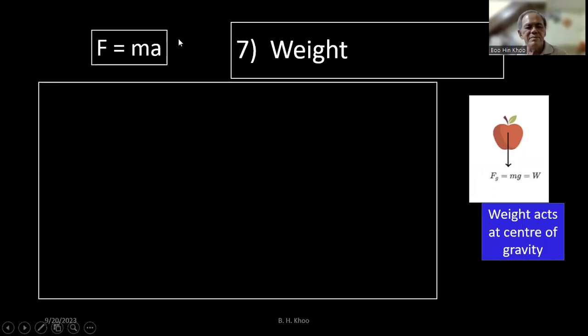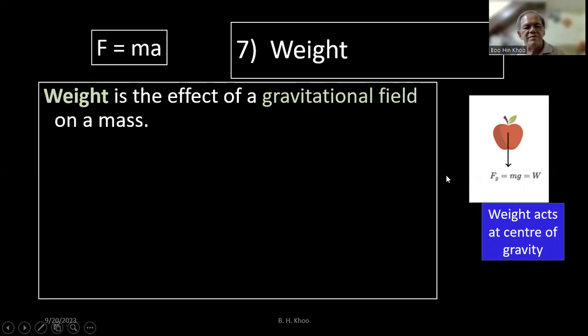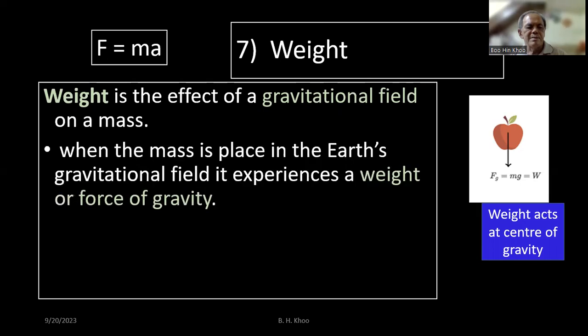Weight. We're just using this formula that we just derived. Weight acts at the center of gravity. There's a point called the center of gravity, which we'll define later on. Weight is the effect of the gravitational field on the mass. The Earth creates a gravitational field, so when you put a mass there, it experiences a weight. When the mass is placed in the Earth's gravitational field, it experiences a weight or force of gravity.